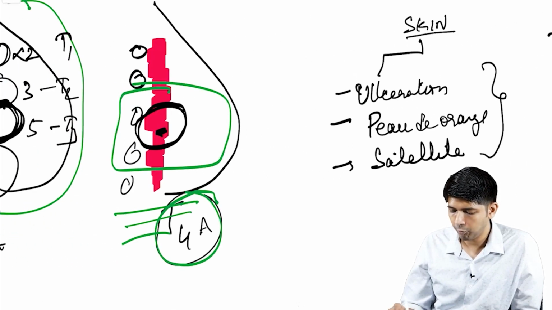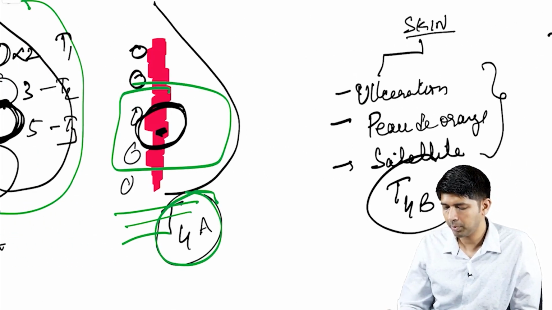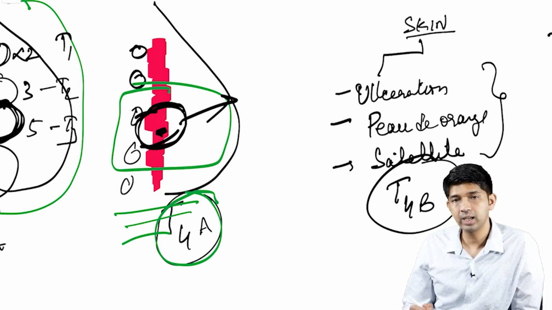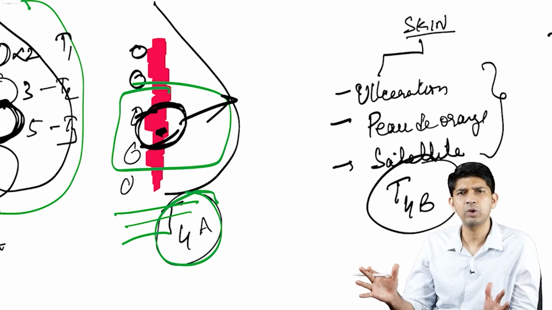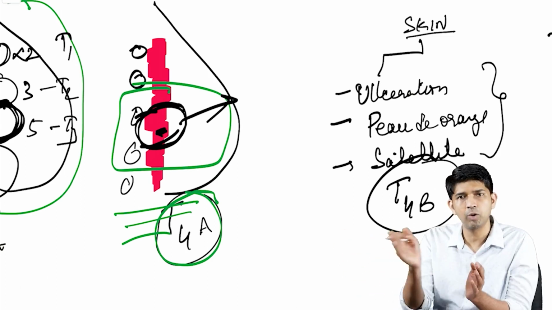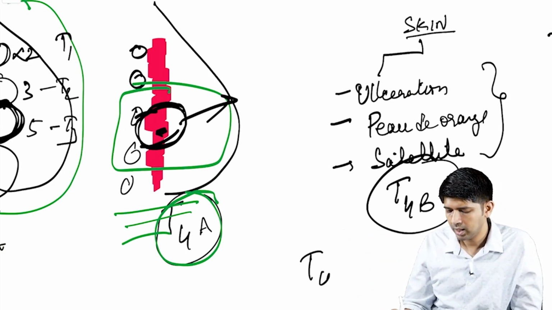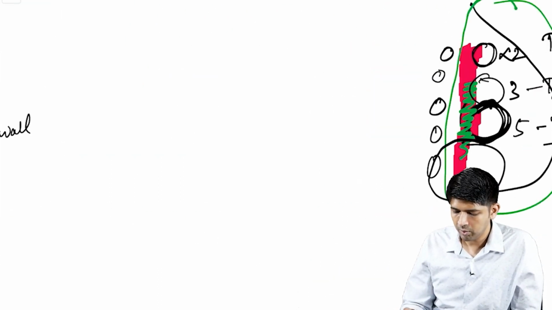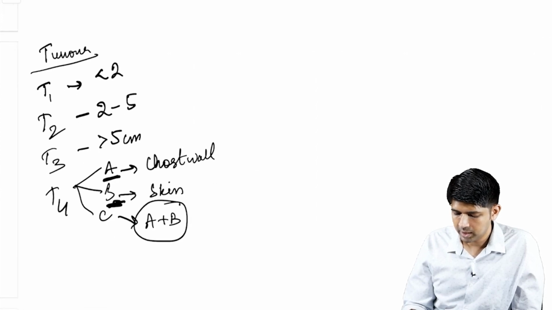So this will be T4A, this is T4B, and if a tumor involves both the chest wall and the skin at the same time, if it's a very atrophic or a scirrhous tumor, it might cause shrinkage and involve both the sides, then you call it T4C, if it is A plus B. Alright, so this was regarding the tumor staging.